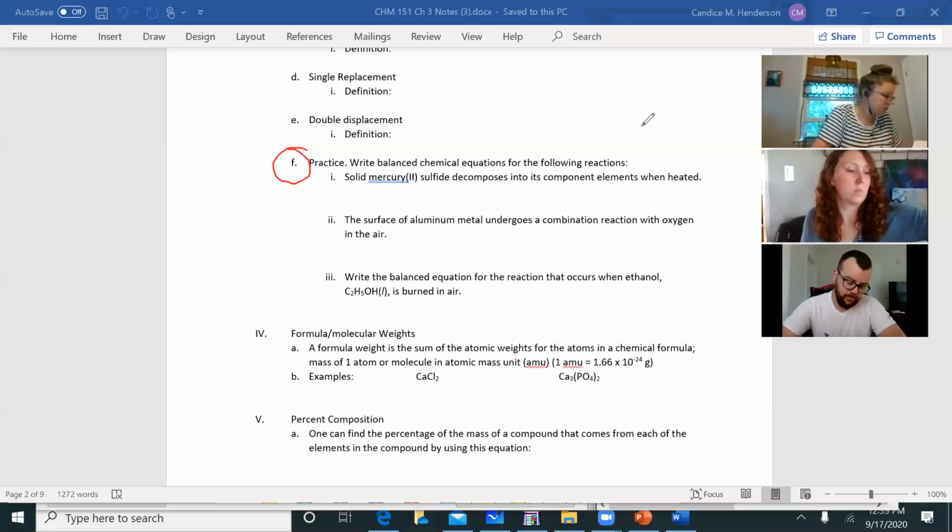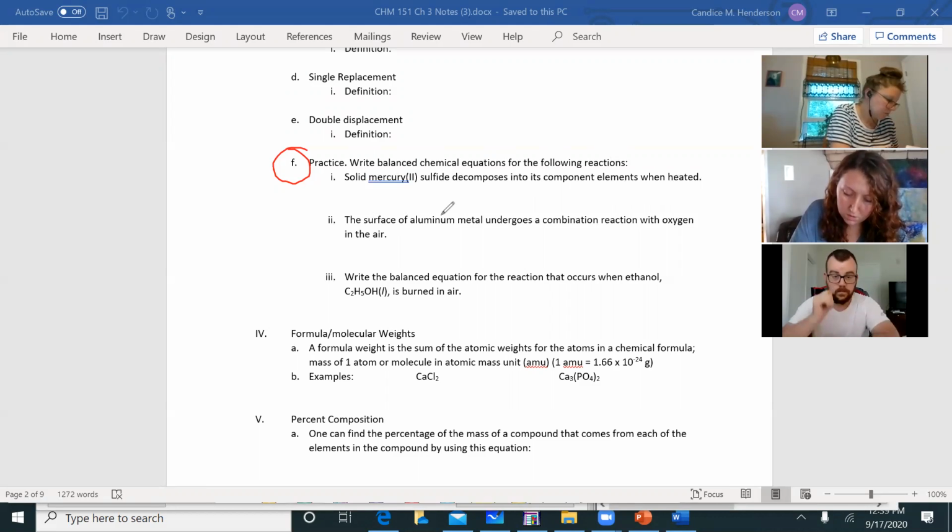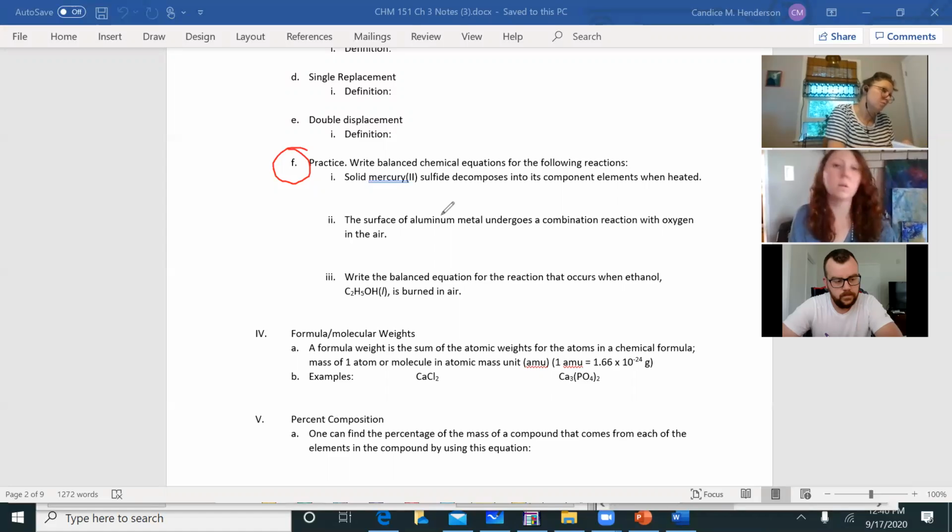So for practice, we're going to write balanced chemical equations for the following reactions. The first one says solid mercury(II) sulfide decomposes into its component elements when heated. You're going to write a formula for that, and then you're going to balance it. The next one, the surface of aluminum metal undergoes a combination reaction with oxygen in the air. And then the final one is related to a combustion reaction. You should know the products of a combustion reaction. So I'm just going to give you a try, just see how it works.